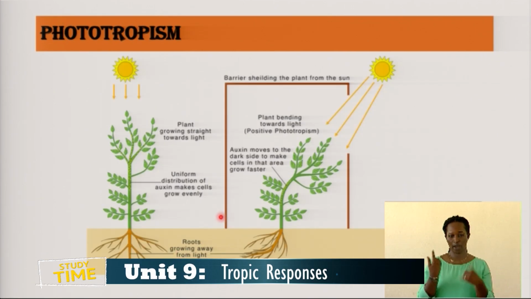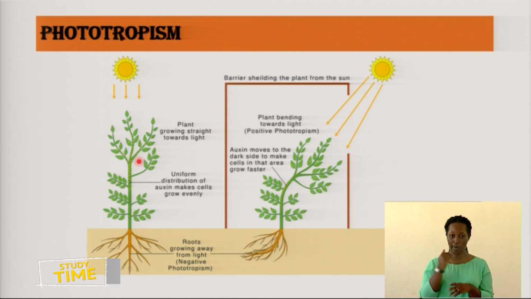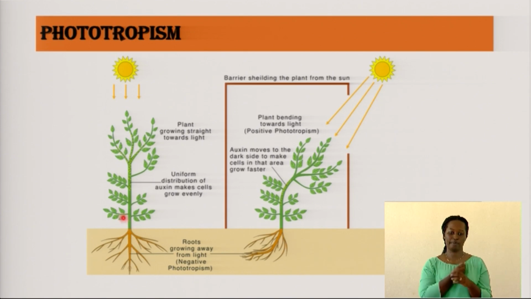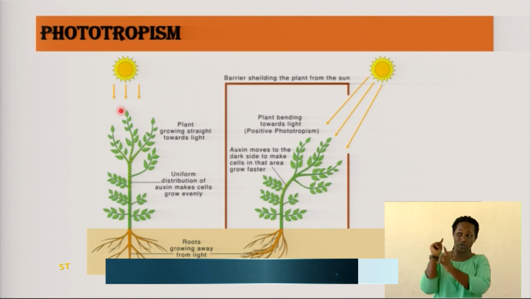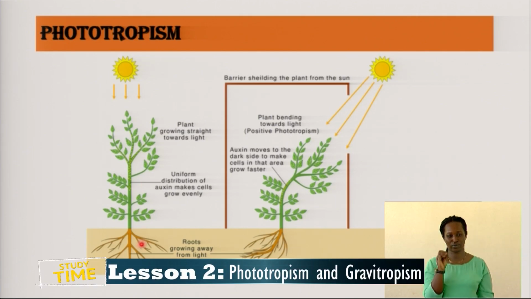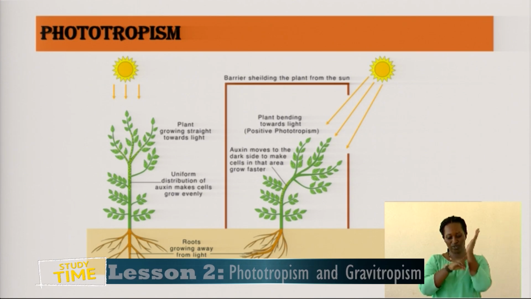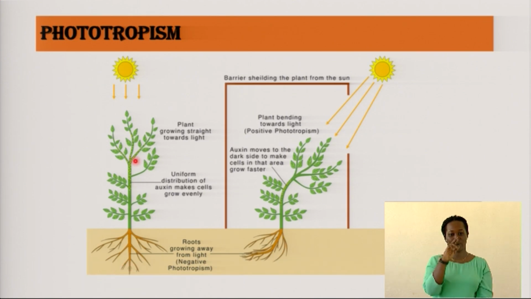Let us see what happens. This is our plant. I hope you still remember the main organs of a plant. We have roots, we have the stem, then these are leaves, and then on top we have flowers. So this is a plant growing towards sunlight, what we call phototropism. And then roots are growing towards gravity. So in this case, we say positive phototropism, as well as roots are growing away from sunlight, we say negative phototropism.